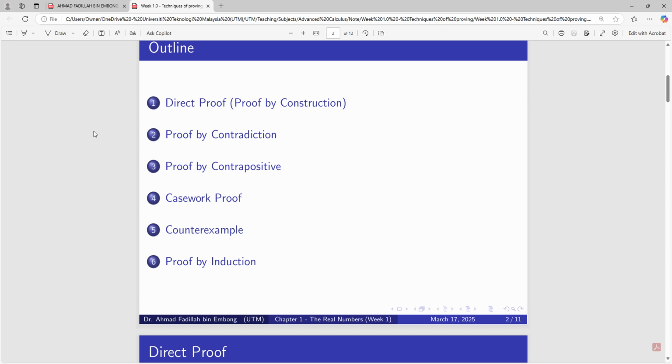So I believe that you are already familiar or you have already met this kind of proving before, but what I'm going to do today is give you just a brief introduction or brief recall, and how you can understand the proof by using logical thinking.